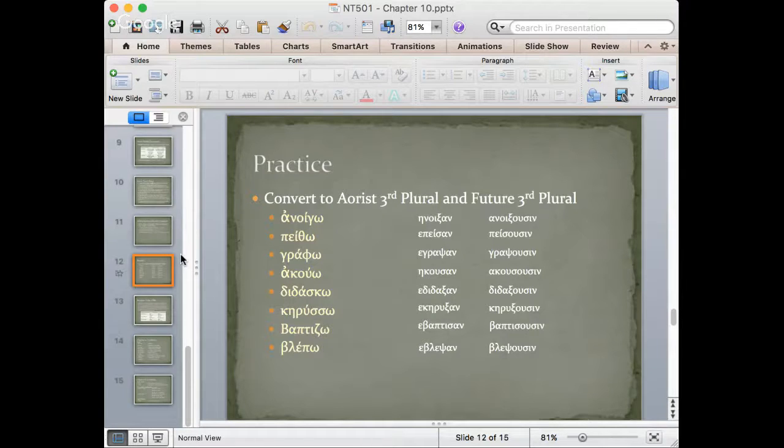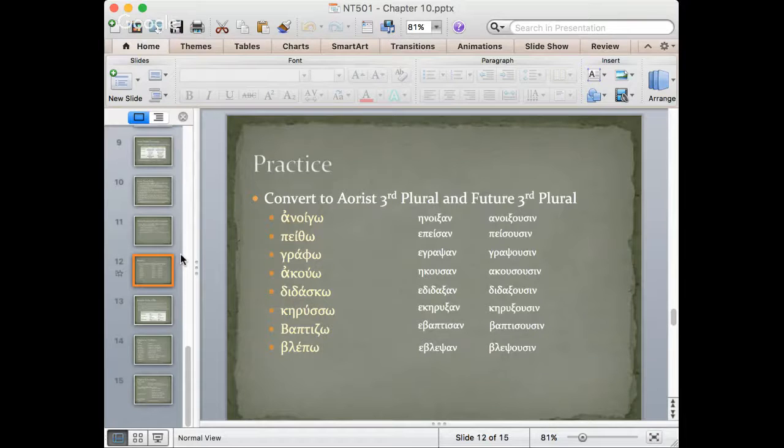You see pitho, epsilon. When that sigma hits that theta, the theta drops out and the sigma stays. And then in the future, the same thing. The theta drops out, the sigma stays, and you get the usine ending. Gropso, that phi is going to become a psi as a normal ending with that augment.